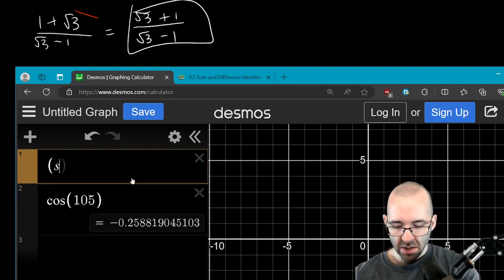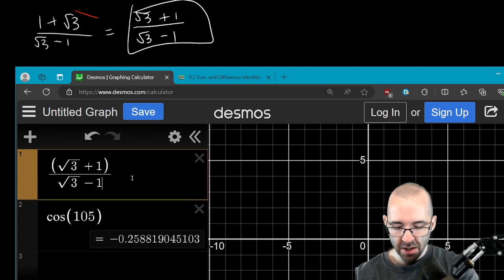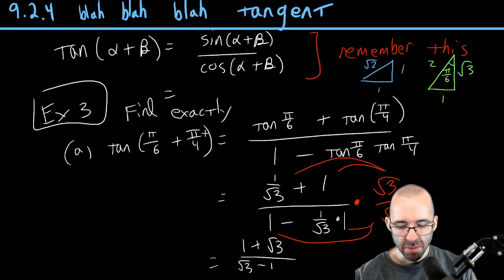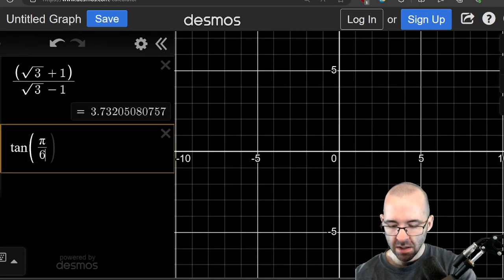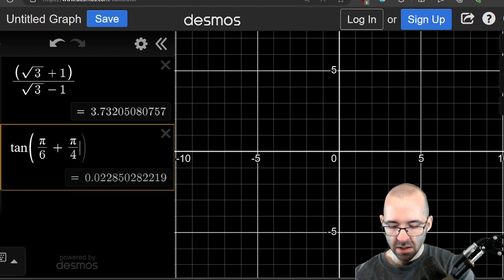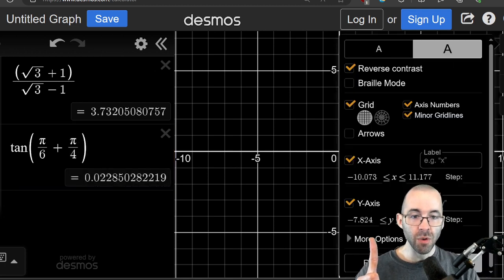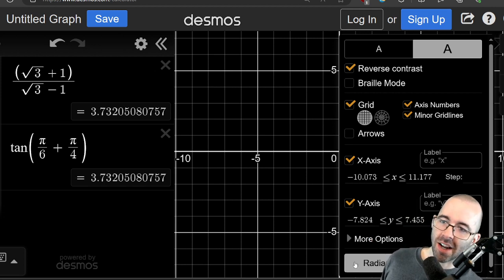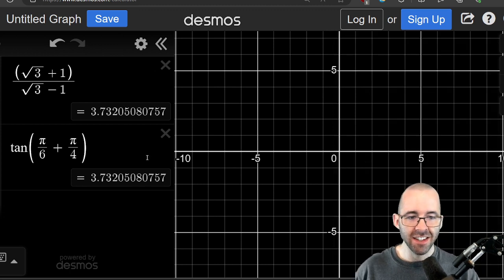Square root of 3 plus 1 divided by the square root of 3 minus 1, just like so. Is that the same as tangent of pi over 6 plus pi over 4? Don't fret. We're in radians, so make sure your calculator is in radians. Oh, look at that. Wasn't that nice? They are correct. Great.